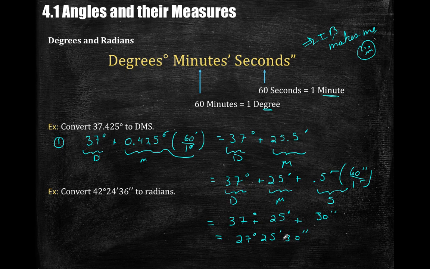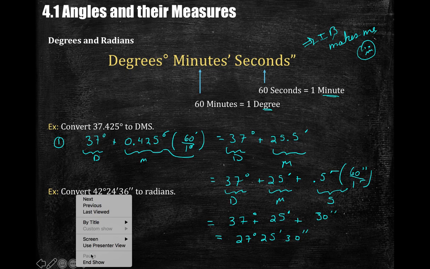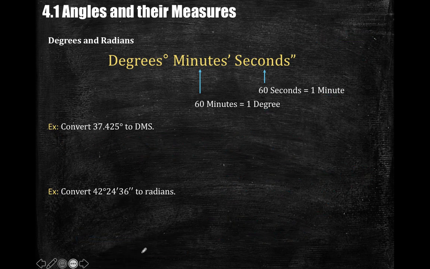Good. Let's go the other way. Convert to radians. So converting to radians, I need to break this back up and say, well, you're at 42 degrees and 24 minutes and 36 seconds. But I want to go to degrees. I'm sorry, I want to go to radians. Well, the 42 I can convert, right? But I've got these other weird things. So the first thing I need to do is go to all degrees.